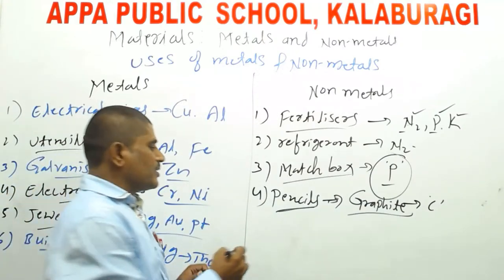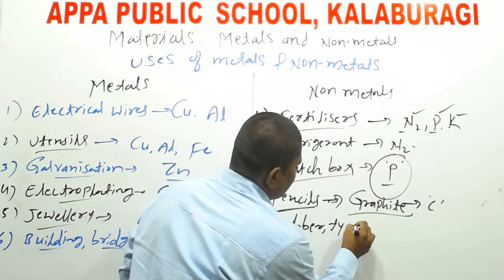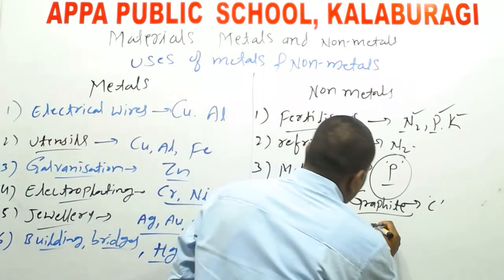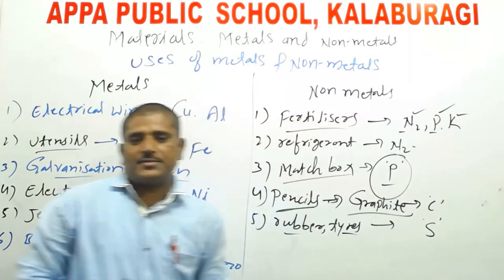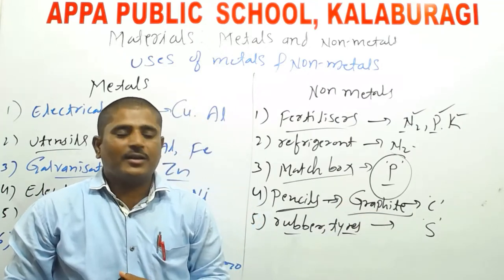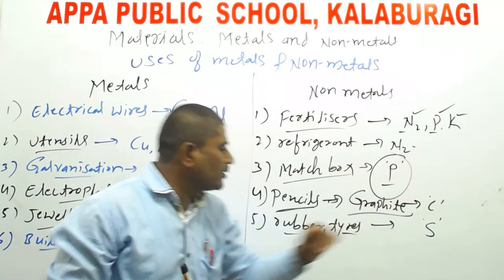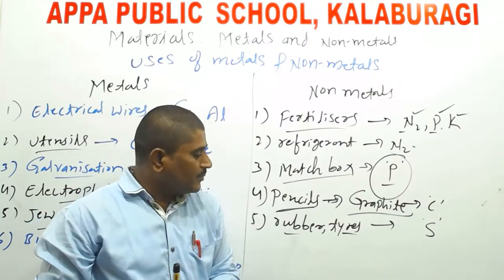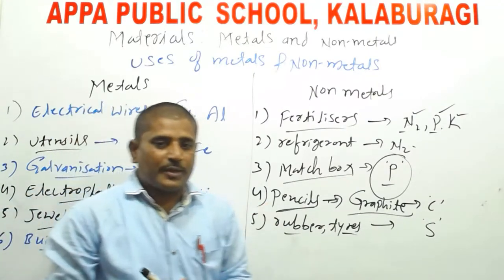Yes. Next, after this, fifth one, that is in case of preparation of rubber tires. Especially in the preparation of tires and rubber, there is a non-metal, sulfur. You should remember this one. Sulfur is used for the preparation of rubber as well as tires, vehicle tires. We use it for the preparation of the tires, and the tires are used for the vehicles. You know very well this one, isn't it? Yes, you should remember this one.